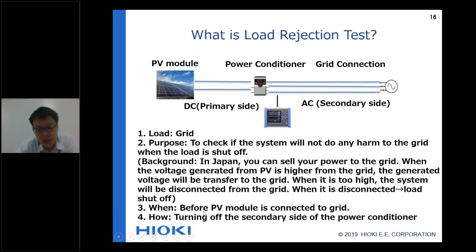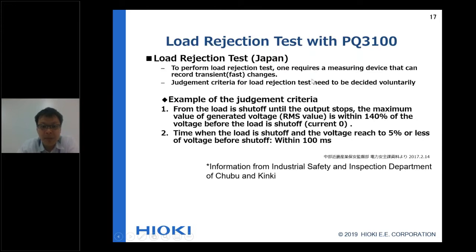But anyway, Japanese people have to do this kind of test before a PV module is connected to the grid, before usage. And how to do it? Turn off the secondary side of the power consumption. In Japan, to perform the load rejection test, one requires a measurement device that can record transient changes.